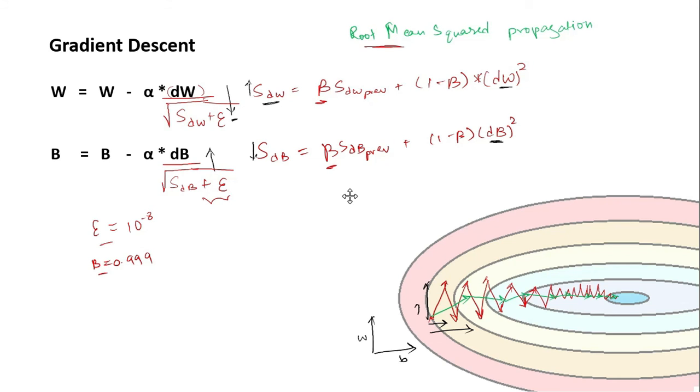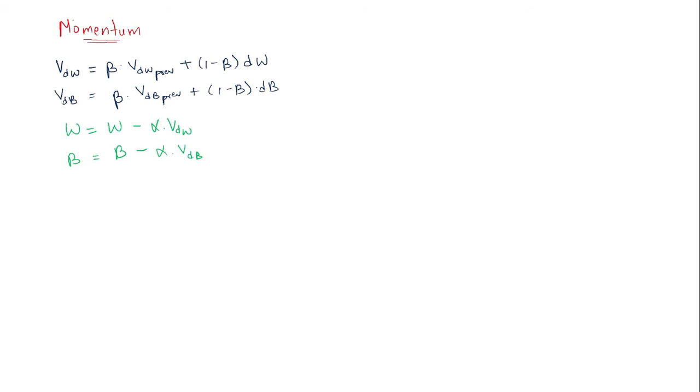Okay, so now we saw momentum and RMS prop. Now we will combine these two techniques into one technique, and it will become our ADAM optimization. So let's start with ADAM. If you know about momentum, then you will know that the weight updation is given by this equation, where we use this VDW here, and VDW is given by this.